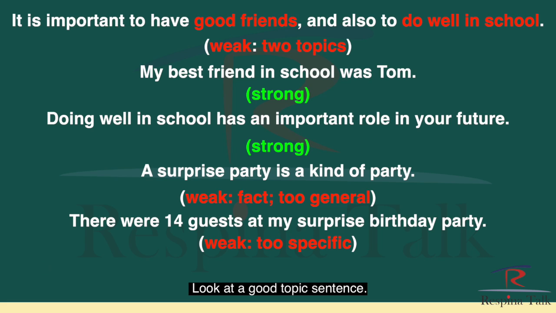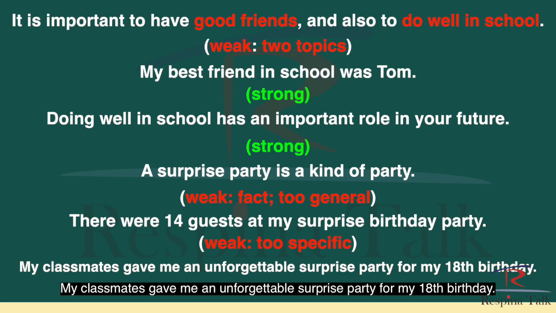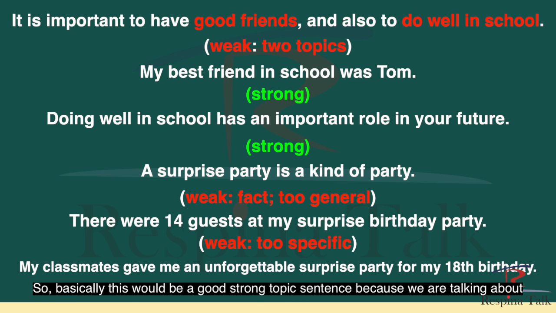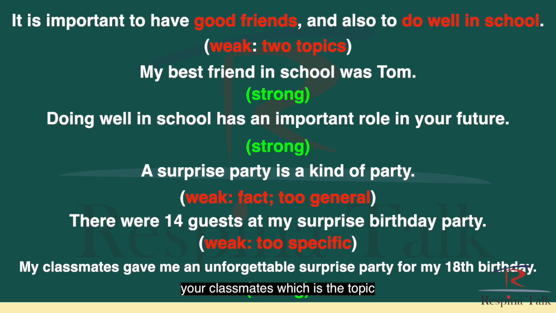Now, look at a good topic sentence. My classmates gave me an unforgettable surprise party for my 18th birthday. So basically, this would be a good, strong topic sentence because we're talking about your classmates, which is the topic, who gave you a surprise party for your 18th birthday, and that would be the controlling idea.